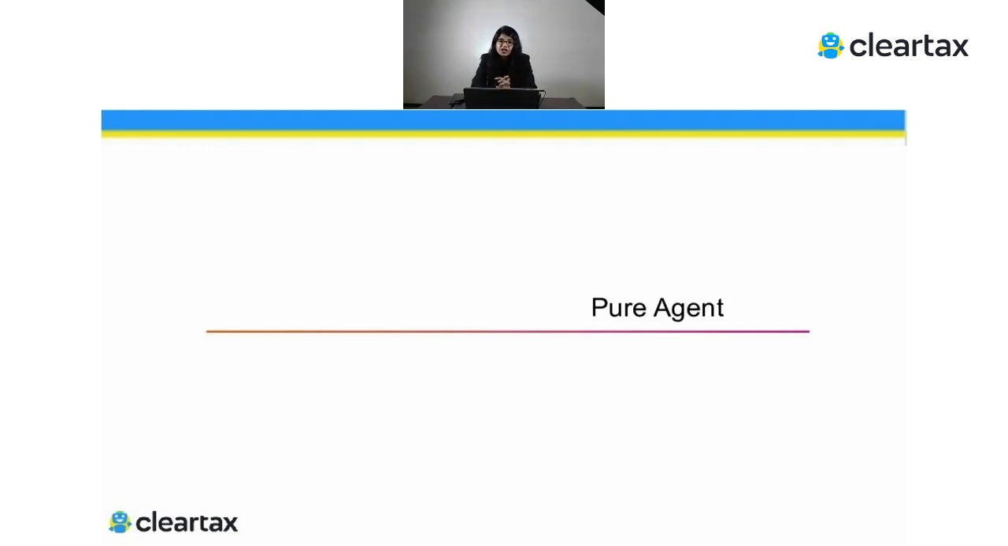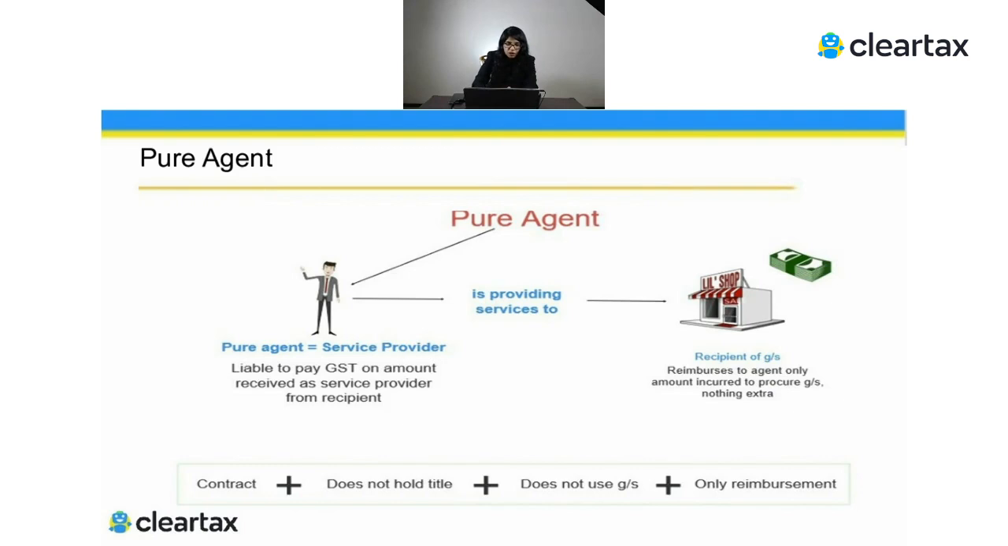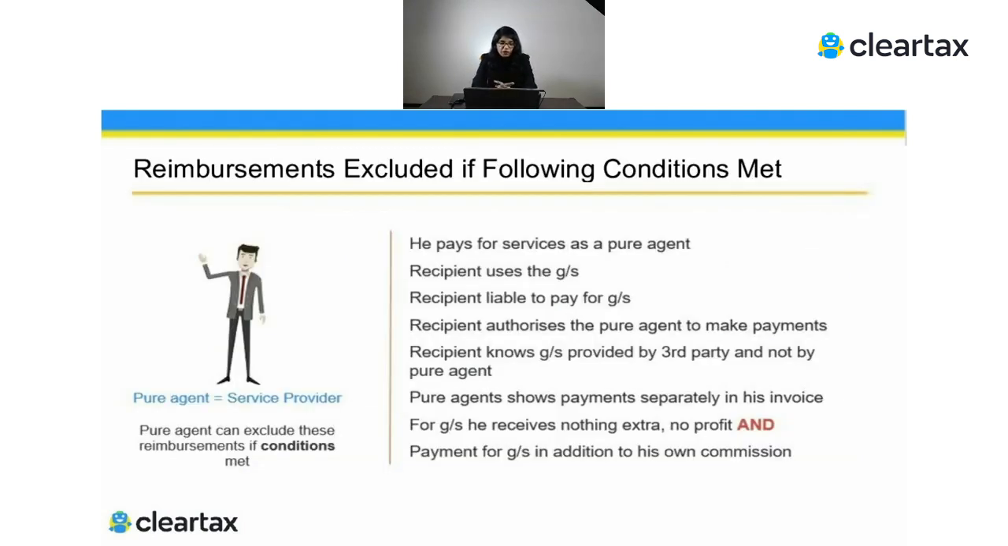First, you have to understand, are we actually dealing as a pure agent or not? If we are a pure agent here, then we don't have to levy GST on such a transaction. So we have to follow these conditions: the agent pays as a pure agent; the recipient is liable to pay for the goods and services; the recipient authorizes the pure agent to make the payment; the recipient knows that the goods and services are provided by the third party and not by the pure agent; the pure agent shows the payment separately in his invoice; he receives nothing extra, no profit, for the goods and services; and the payment for goods and services is in addition to his own commission.